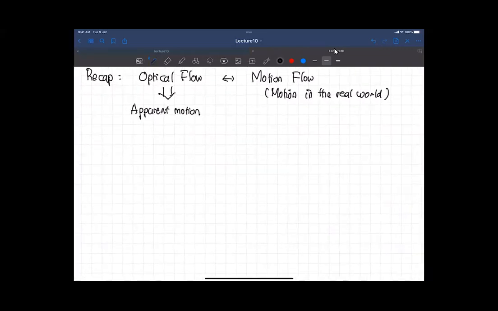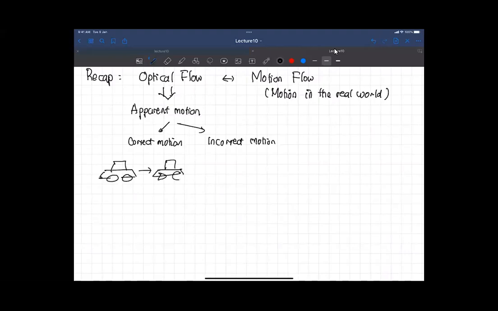And apparent motion can be correct, and it can also be wrong. The other is incorrect motion. Actually not fake, but just incorrect motion, where it's actually not a motion. The correct motion is quite obvious. If you have a car moving, and the color of the car is obviously different from the background, then we can see the car is moving. This is what we call correct motion. The motion is there, and we can predict the motion.